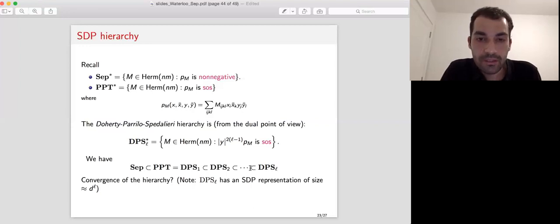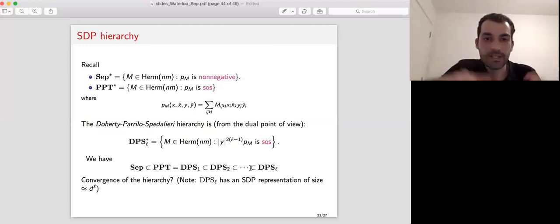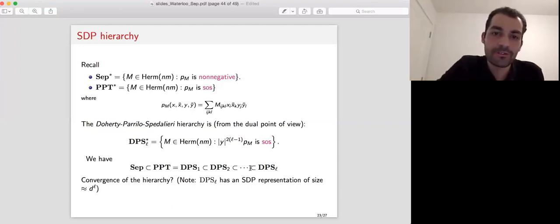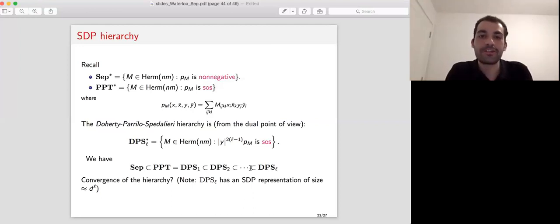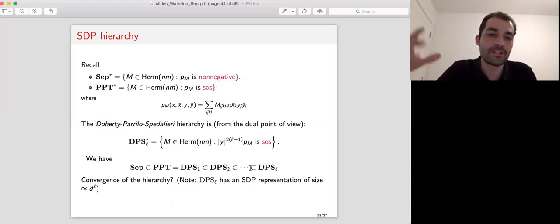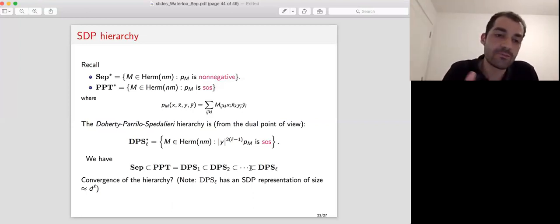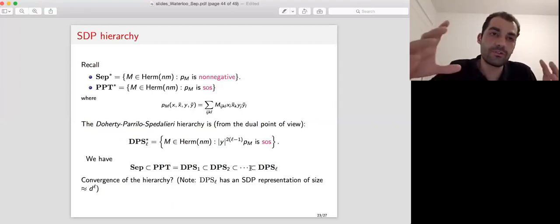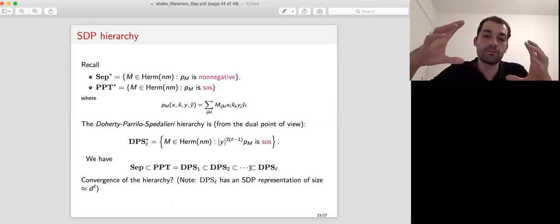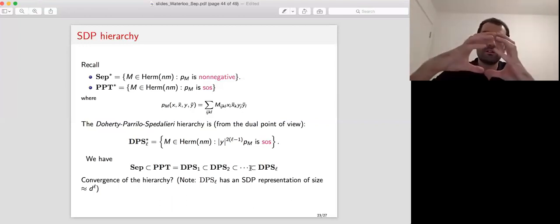So okay, I think I messed up the inclusion. So you should get tighter and tighter relaxations. I think it should be the other way around. Sorry, as you increase L, you get tighter and tighter relaxations of the set SEP, and what you hope is that as L goes to infinity, DPSL actually converges to the set SEP.